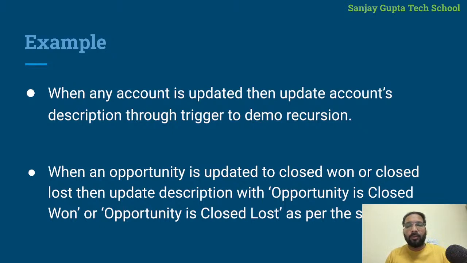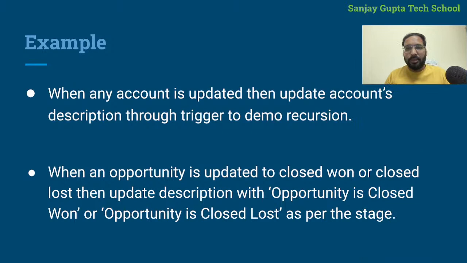Right, now we have one more scenario, which is available in front of you. Let me move my picture a little bit above so that you can read the requirement properly. Just go through the requirement that we are going to implement, and then I will implement the solution for you. The requirement says that when an opportunity is updated to Closed Won or Closed Lost, then update the description with 'Opportunity is Closed Won' or 'Opportunity is Closed Lost' as per the stage.